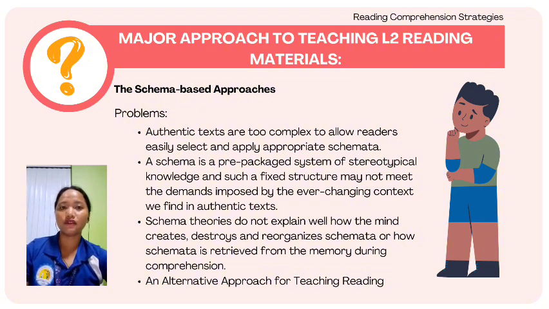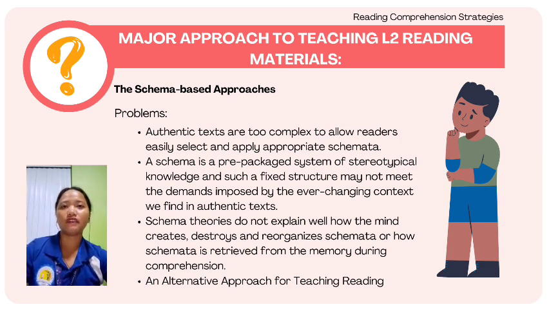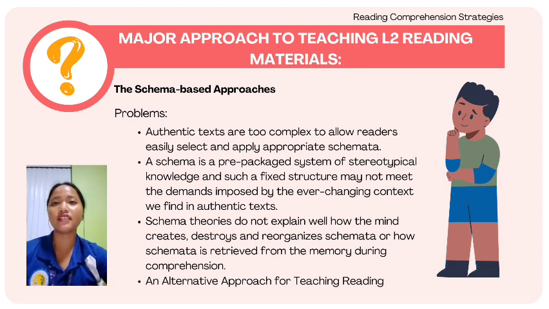This makes it difficult to apply schema theory systematically in teaching reading comprehension. Fourth is an alternative approach for teaching reading. Instead of relying solely on schema activation, teachers can integrate a balanced approach that combines explicit vocabulary and background knowledge instruction to help students build and adjust their schema.